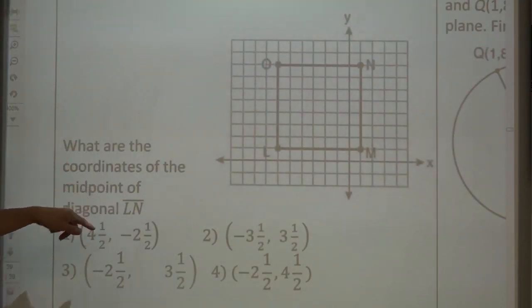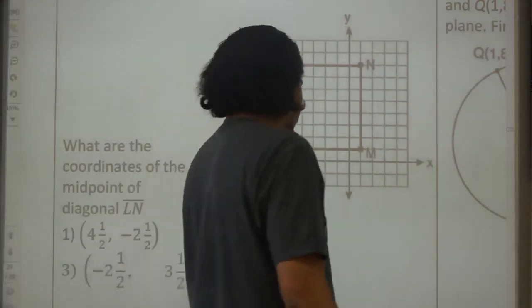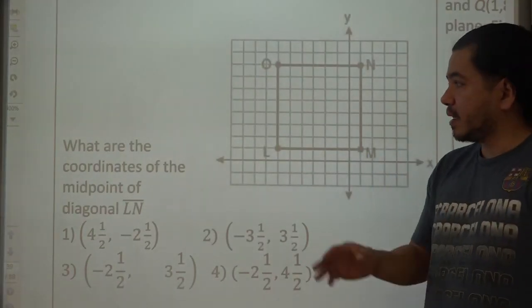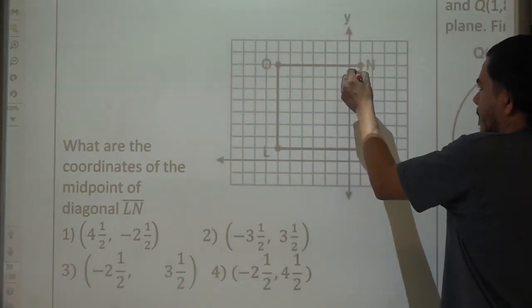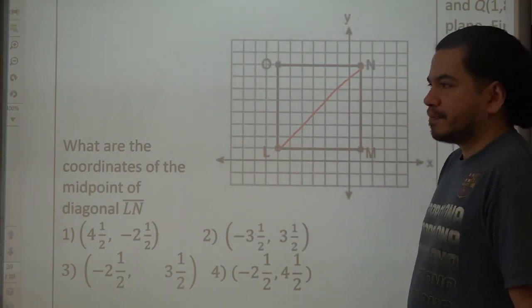What are the coordinates of the midpoint of diagonal LM? So they want to know the midpoint. All right. So there are different ways in which you could do this. The easiest way is just to use a ruler and find the midpoint.